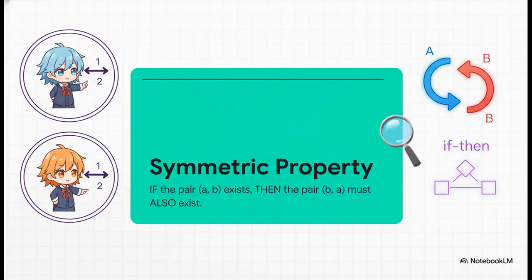Our second clue is symmetry. And here, you have to really pay attention to the if-then logic. It doesn't mean every pair has to be reversed. It means if you find a pair like, say, (1, 2) in your evidence, you are then obligated to go hunt for its mirror image (2, 1). If you find the first one, but the second one isn't there, you've got a problem. It fails the symmetry test.